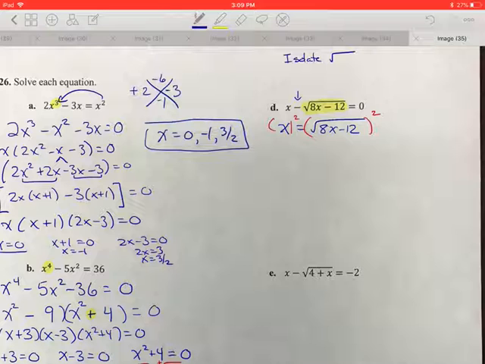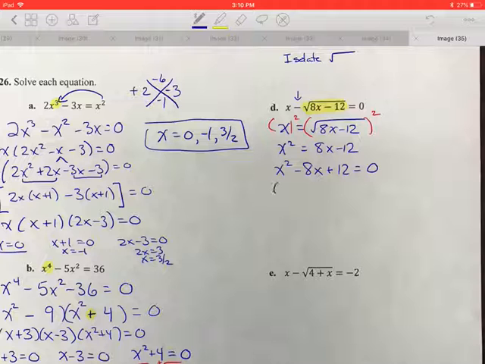Okay, so on the left I get x squared. On the right, the square root and the square cancel, and I get 8x minus 12. Now my square root's gone. This is quadratic, so I'm going to put everything on one side. So I'm moving the 8x and the 12 over, and when I change sides, I change signs.